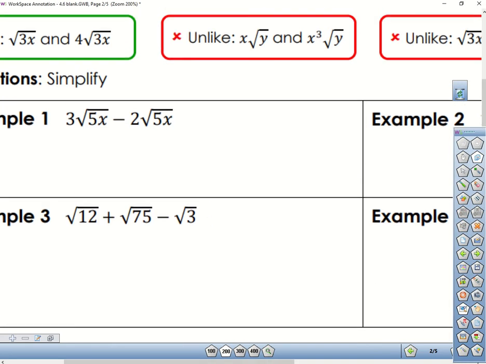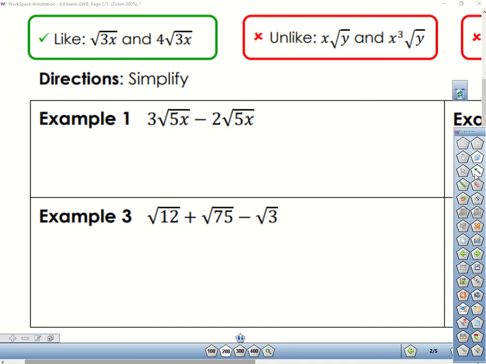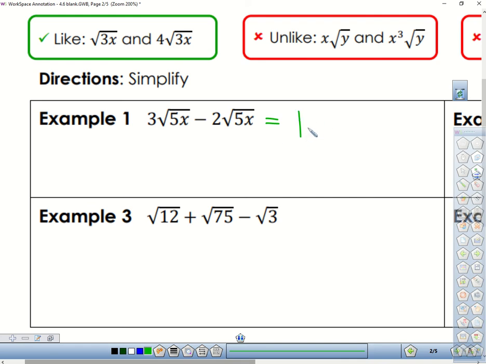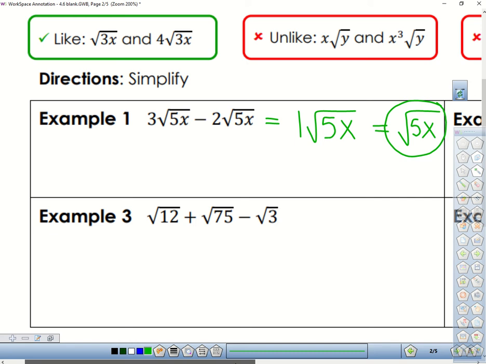So I'm going to zoom in here. The first one here we're going to do, these are like terms. Do you guys see why these two terms are like terms? Yeah. They have the same type of root, square root, and they have the same radicand. So all we have to do here is combine the coefficients. So what's 3 minus 2? 1. So we end up with 1 radical 5x, which is also just radical 5x. You don't need to put that 1 there. Any questions about number 1?